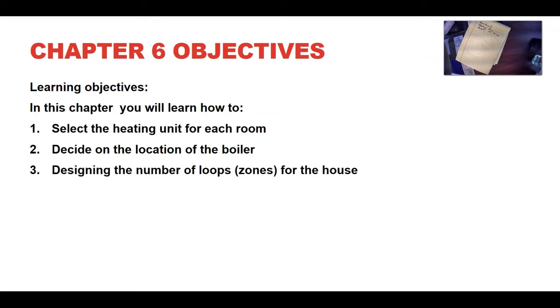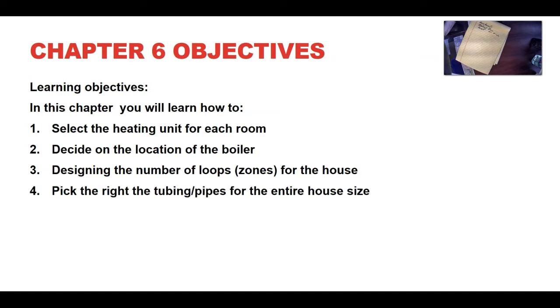Three, we will do designing the number of loops for the house. And we said the more zones we have the better, because that means we have different optimization for what gets more heat or less heat. And the more zones you have, the more control you have over the heat and the more energy you will optimize, so you can reduce your overall energy bill.